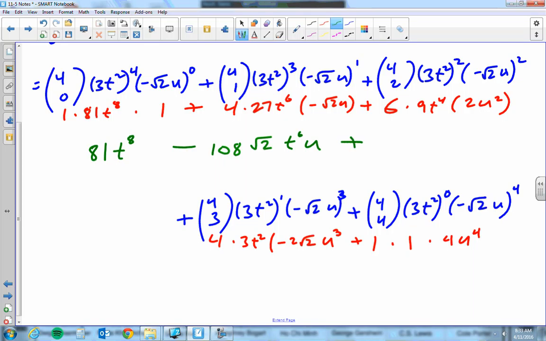Just make sure it's absolutely clear that the t to the power 6 and u come after. And then plus 54 times 2 is another 108 t to the power 4 u squared, minus 12 times 2 is 24 t squared u cubed, plus 4u to the power 4.